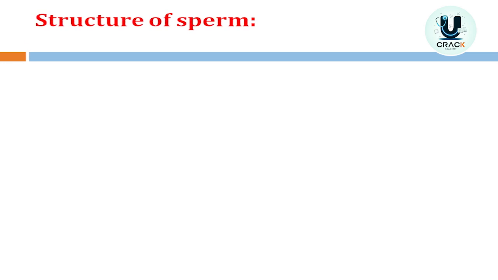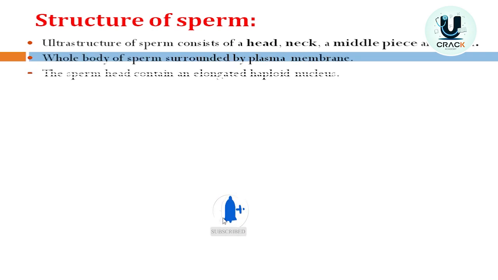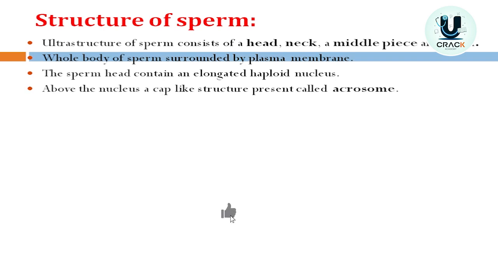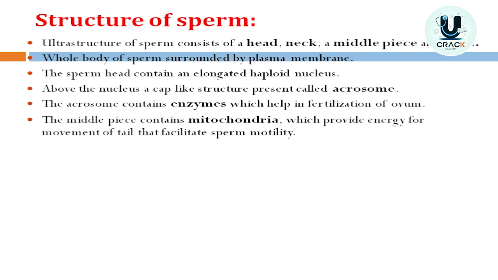Structure of the sperm, which is important. The ultrastructure of the sperm has a head, neck, middle piece and tail. Everything will be there. The whole sperm is surrounded by a plasma membrane. The sperm head contains an elongated haploid nucleus. Above the nucleus, a cap-like structure called the acrosome is present. Acrosome contains enzymes which help in fertilization of the ovum. The middle piece contains mitochondria which provide energy for movement of the tail. That facilitates sperm motility, which means the sperm will move.